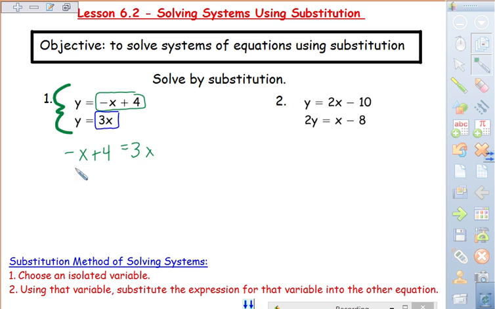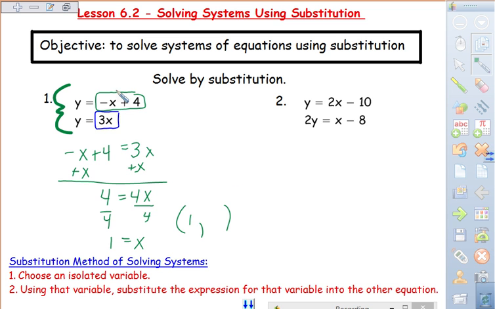So I'm going to add x, and I get 4 equals 4x, divide by 4, and x is equal to 1. Remember from yesterday, when we're solving a system, we're looking for an ordered pair that satisfies both equations. What we did was combine the two equations into one, and we solved for one of the variables. Now we're going to take that variable and substitute it into an expression.